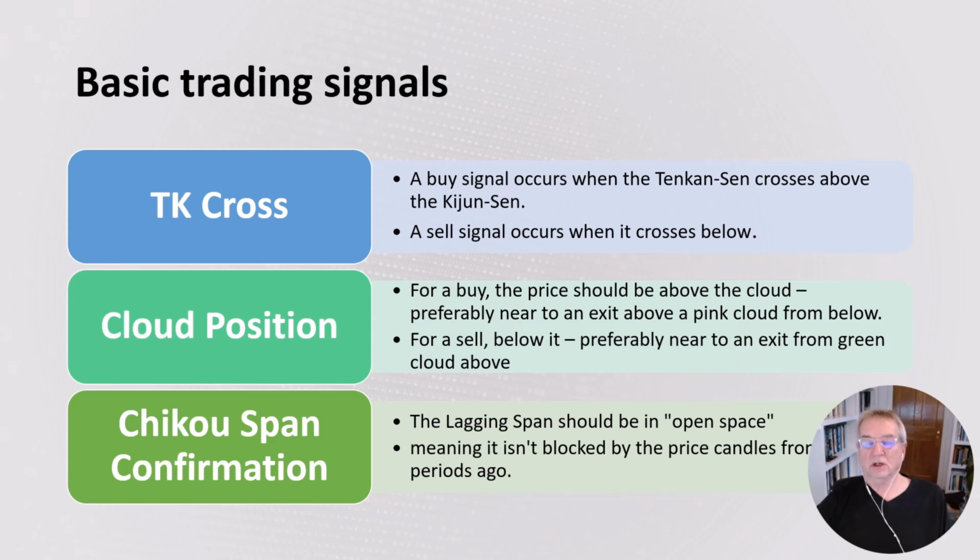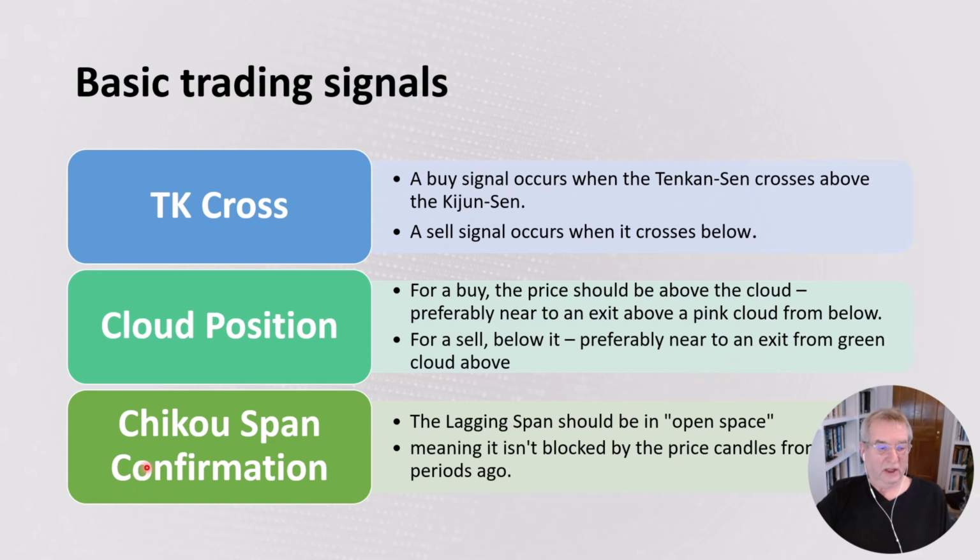Here are some basic trading signals. A buy signal occurs when the Tenkan Sen line crosses above the Kijun Sen. Those are 2 of the lines I just discussed. And a sell signal occurs when it crosses below. Now, for a buy, this is the kind of key idea. For a buy, the price should be above the cloud, preferably near to an exit above a pink cloud where the price has moved above the cloud from below. And for a sell, it would be below the cloud, preferably near to an exit from a green cloud above.